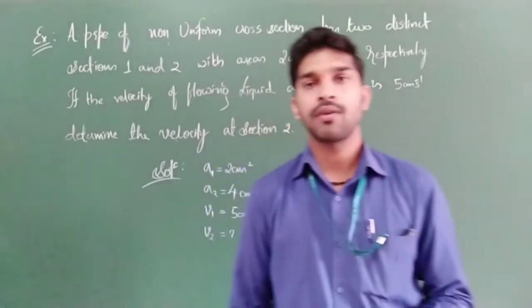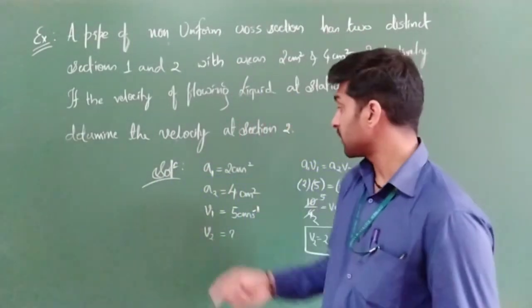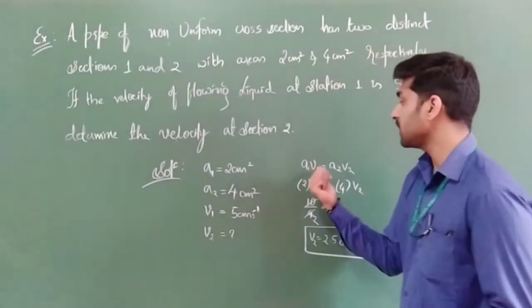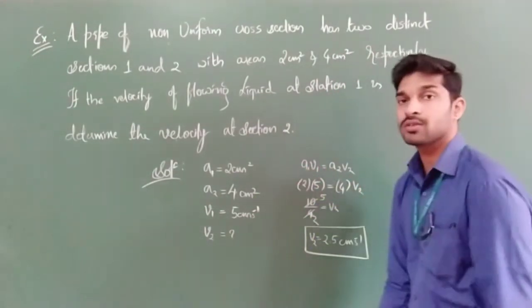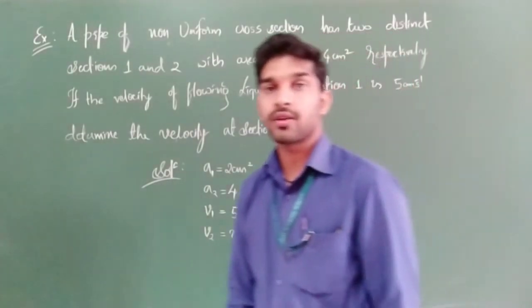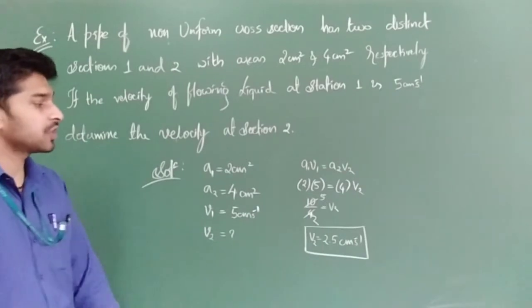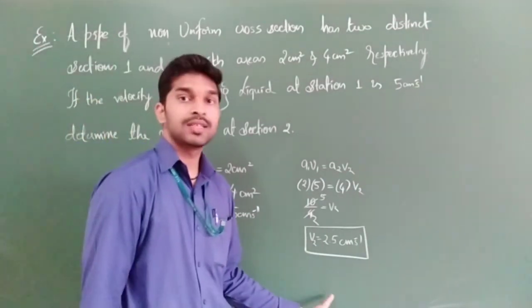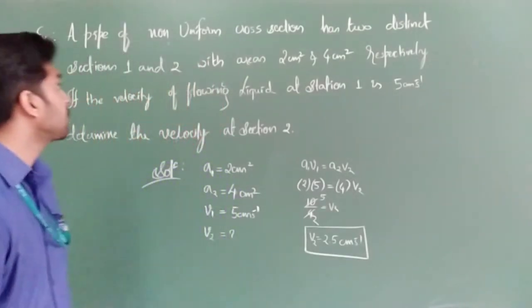You are going to apply A1 V1 is equal to A2 V2. Clear? Equation of continuity. From the equation of continuity, A1 V1 is equal to A2 V2. Just simplify the given values, put the data and cross check what is the value for V2. Here we got V2 as 2.5 centimeter per second. Clear? Shall we go to the next problem?